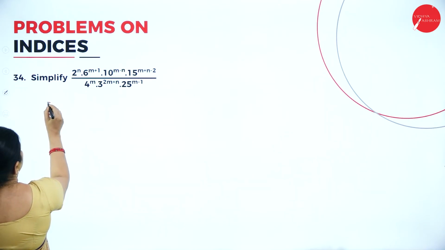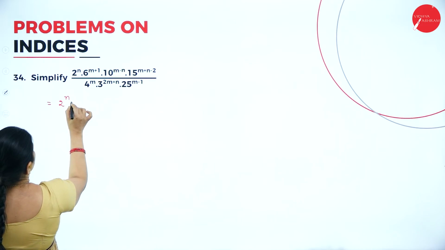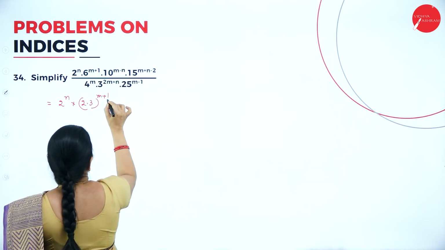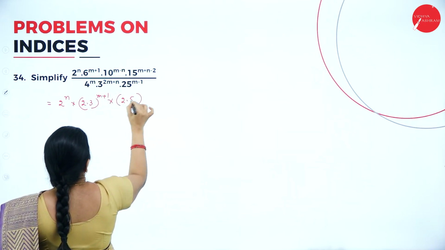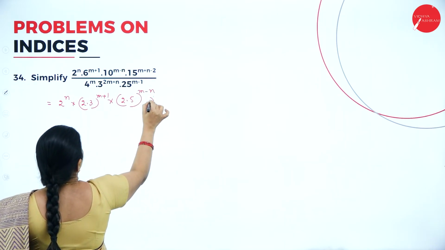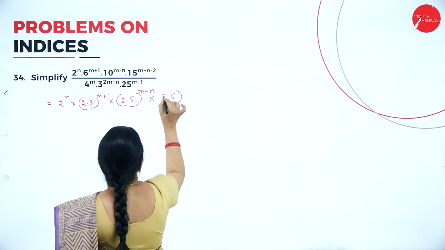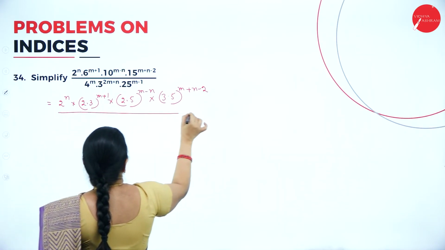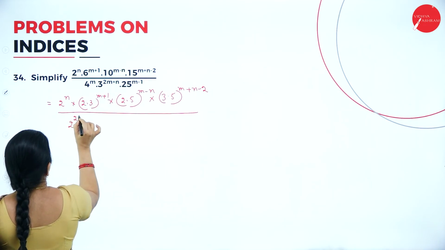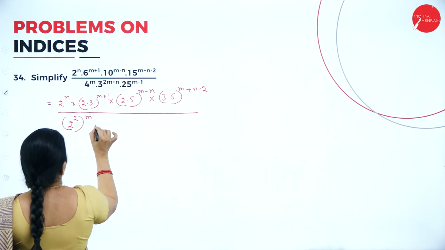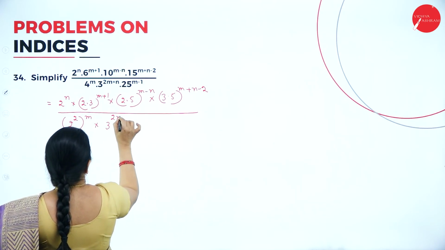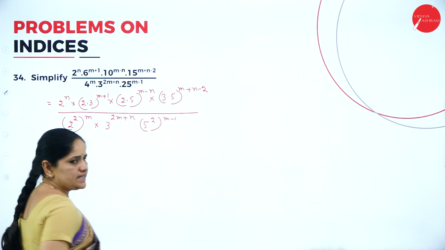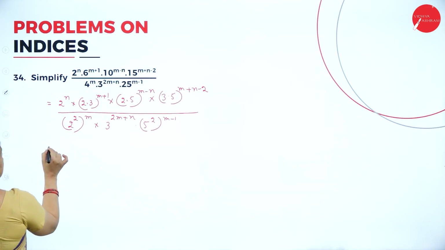Now I will rewrite it as 2 to the power of n into 2 into 3 to the power of m plus 1 into 2 into 5 to the power of m minus n into 3 into 5 to the power of m plus n minus 2 whole over 2 square to the power m into 3 to the power of 2m plus n into 5 square to the power of m minus 1. Now, I will simplify this.